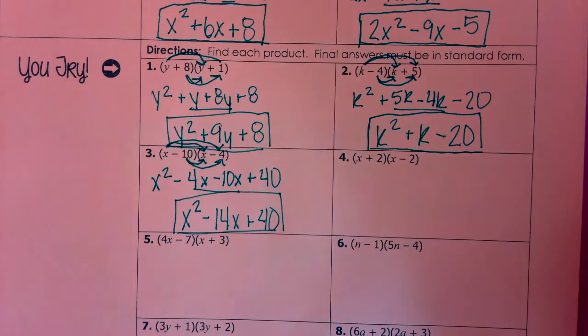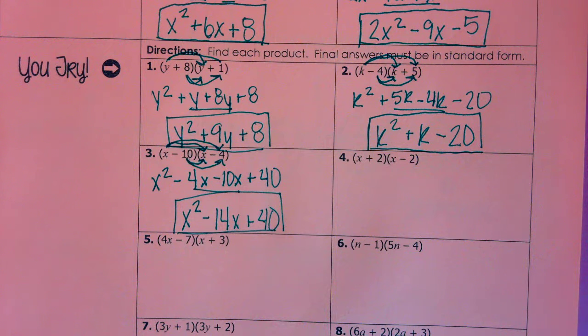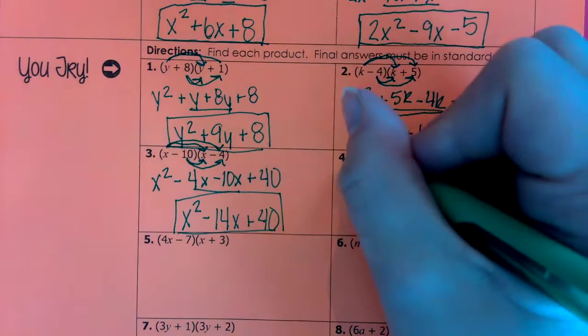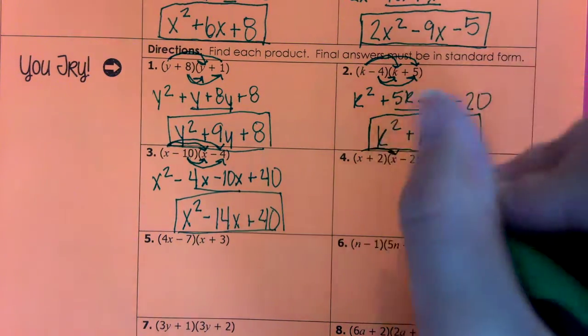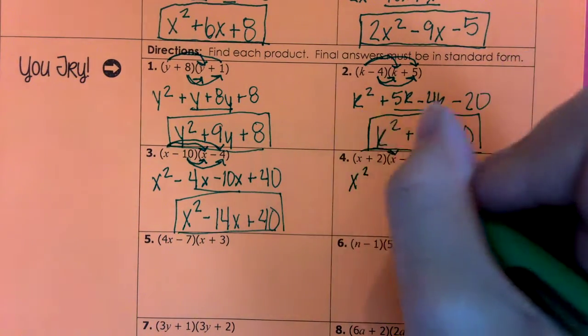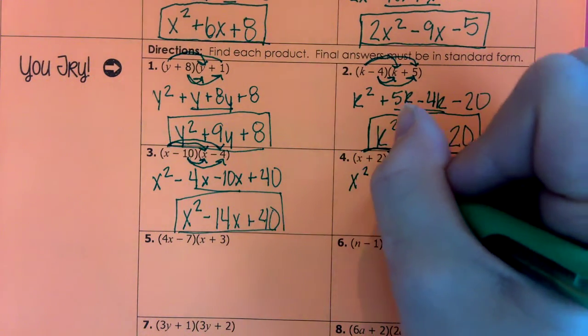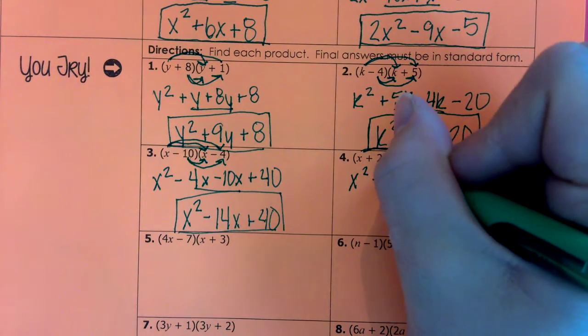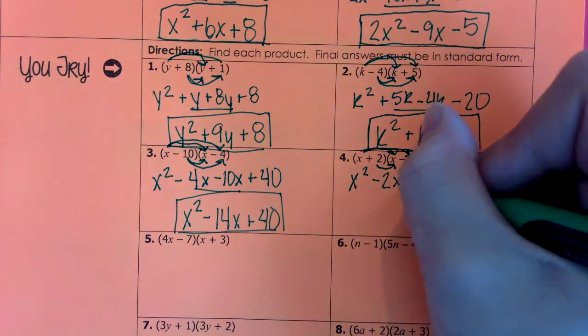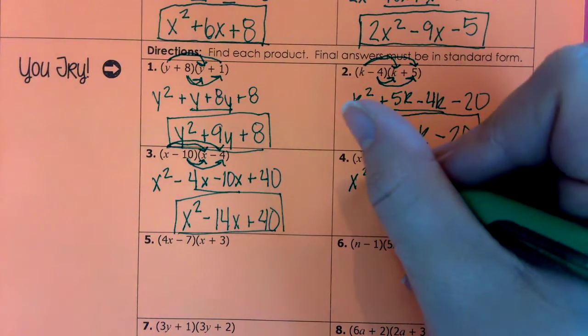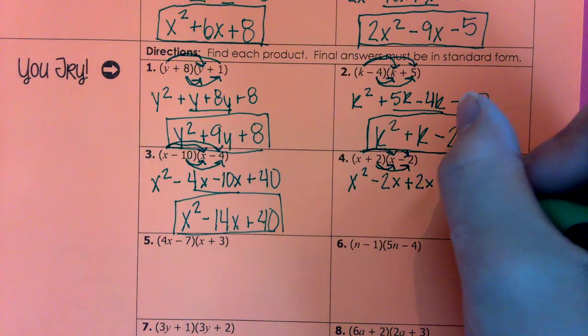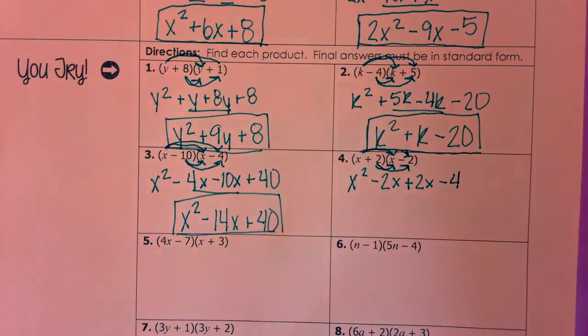Okay, so far I should be starting to piece this together a little bit more. So now I'm going to take x times x on this next one to continue to get x squared, x times negative 2 to get a minus 2x, 2 times x to get a plus 2x, and 2 times negative 2 to get a minus 4.